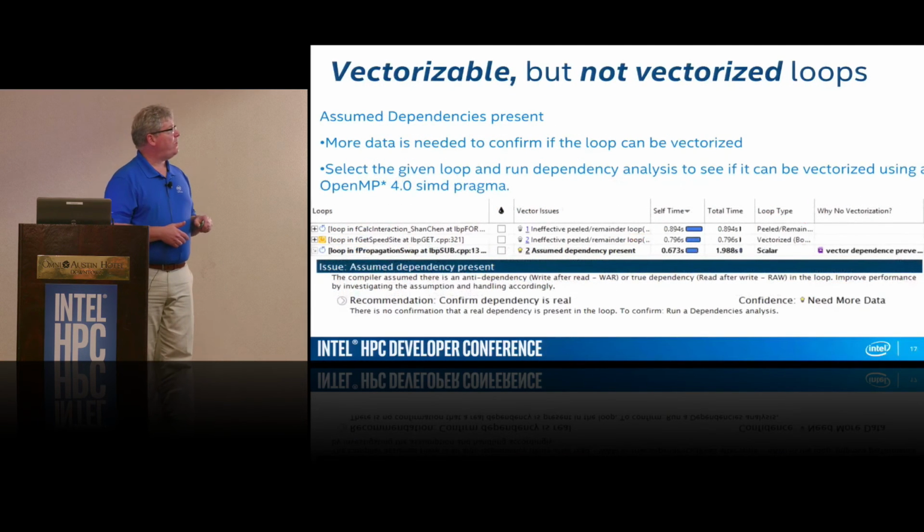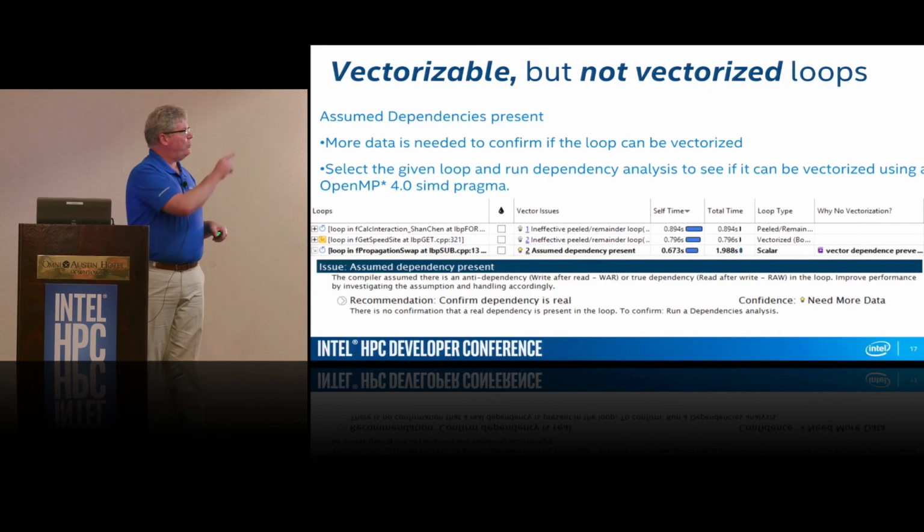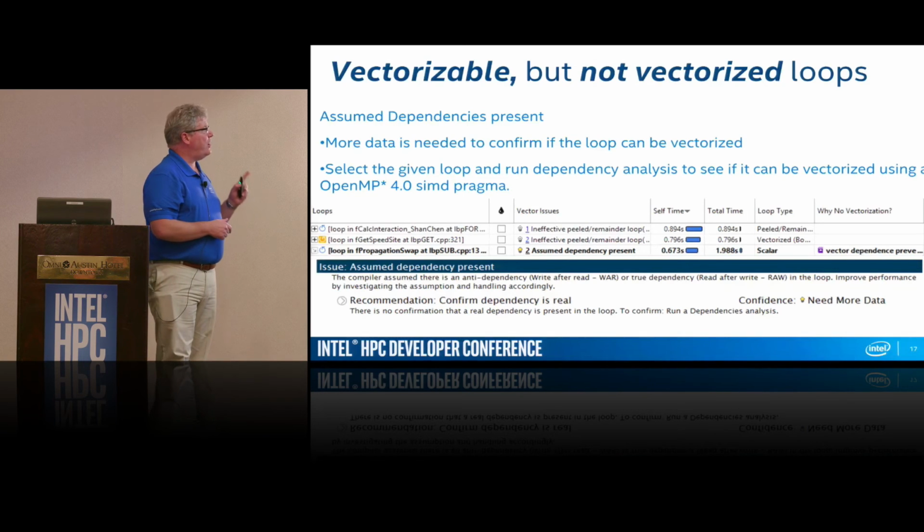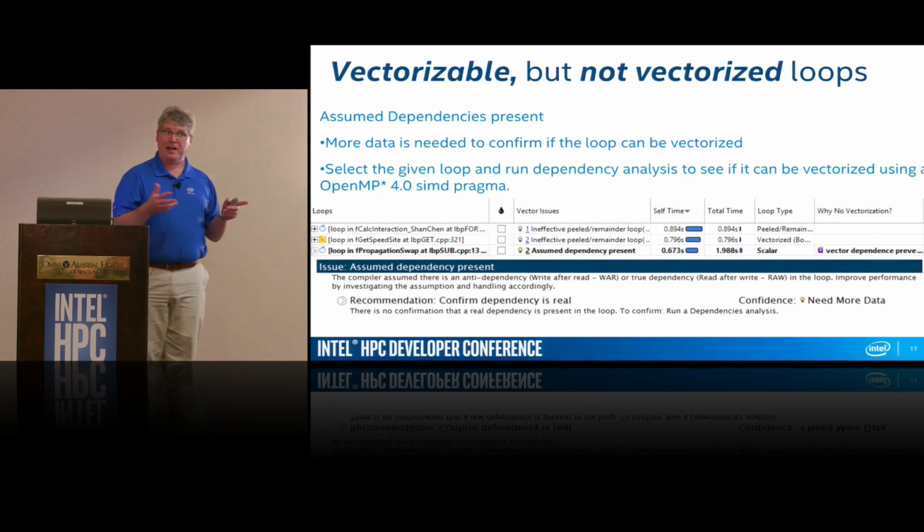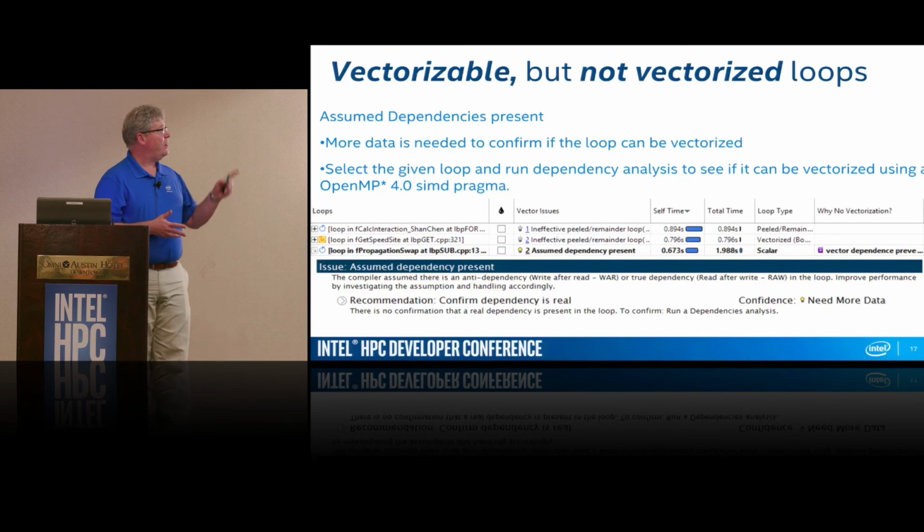Again, category vectorizable but not vectorized. In a couple of my loops, the third loop I'm showing here is not able to vectorize this because an assumed dependency is present. Again, statically, the compiler thinks it is a dependency, but if I click on the recommendation tab, the recommendation is to confirm the dependency is actually a real dependency. So by going in, selecting that loop, and running the analysis for dependency analysis, I can prove if that dependency exists.